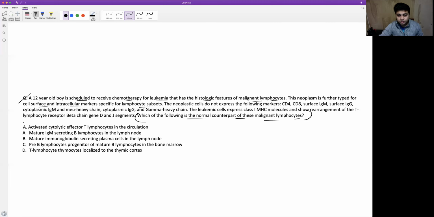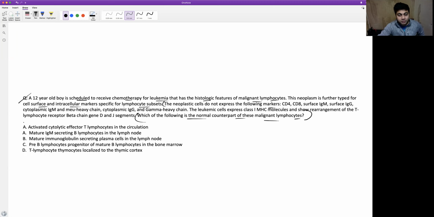The neoplastic cells do not express the following markers. So when they did this surface marking study, they found that those neoplastic cells do not have these markers. When they give you choices of what these cells do not have, you need to think about what these cells might have. It's like a negative choice. They're telling you about something that is not there, and that tests your knowledge of what this cell might have. As these cells don't have this, probably this cell is not that particular type of cell. Am I clear?